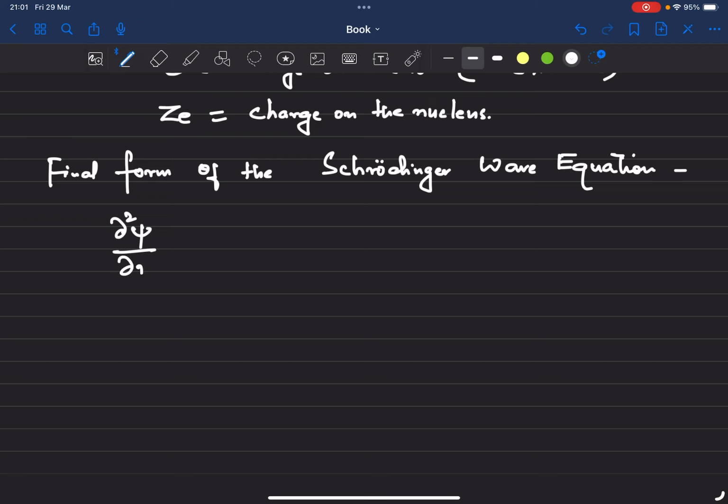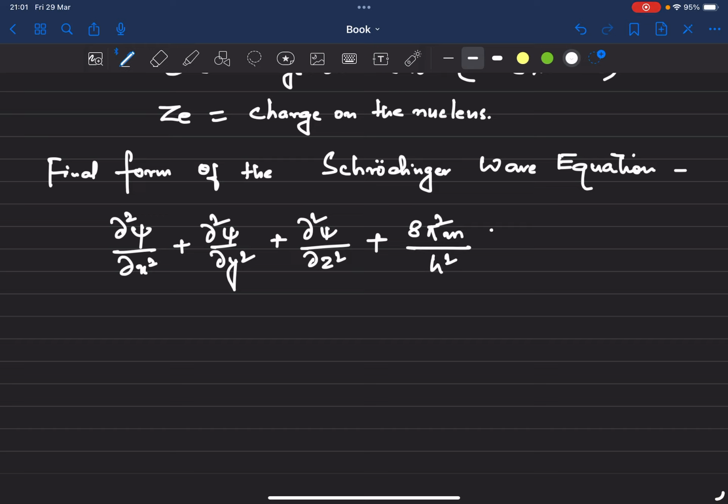So ∂²ψ/∂x² + ∂²ψ/∂y² + ∂²ψ/∂z² + 8π²m/h² into what was the value? (E − V) was there, in place of that, (E + Ze²/r). It was E minus V, so minus minus cancels out and a positive term comes here, and that will be equal to 0. So let this be equation number 12, and thus we have now finally derived the Schrödinger wave equation.